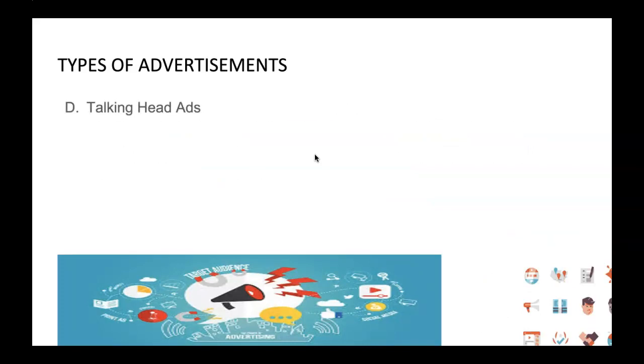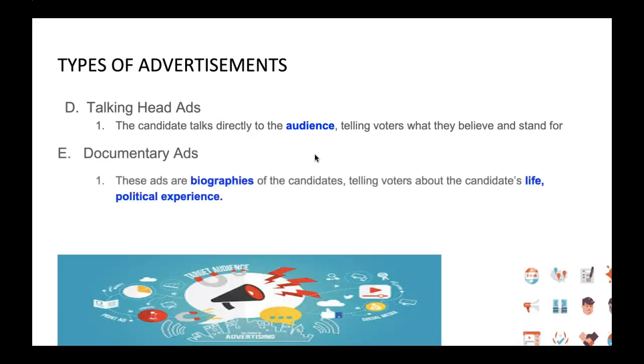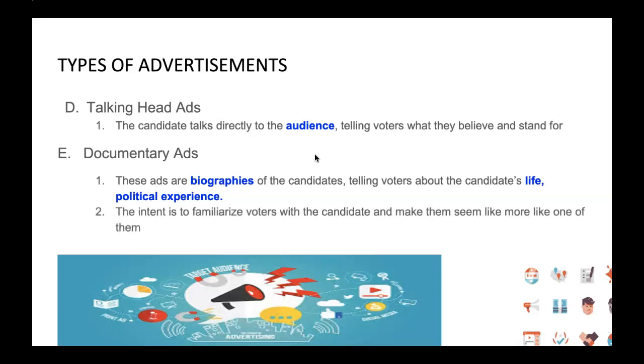Additionally, there can be talking head ads. The candidates talk directly to the audience, telling voters what they believe or stand for. This is in many ways effective because their body language, eye contact, and voice seek to inform their electorate and connect with them. There are also documentary ads, which are more or less biographies of the candidates, telling voters about the candidate's life, their political experience, and more. The intent of documentary ads is to familiarize voters with the candidate and make them seem like more of one of them.